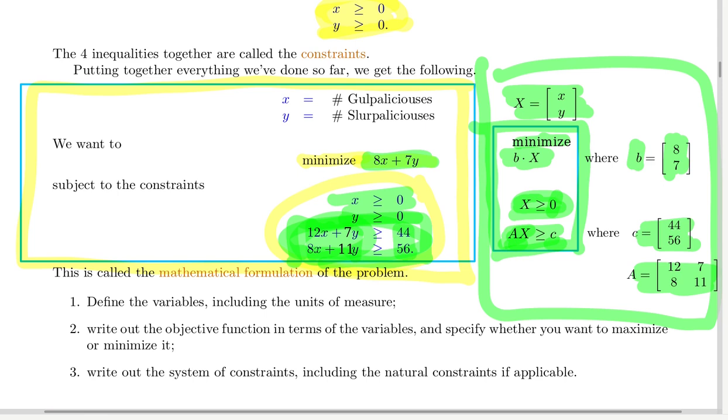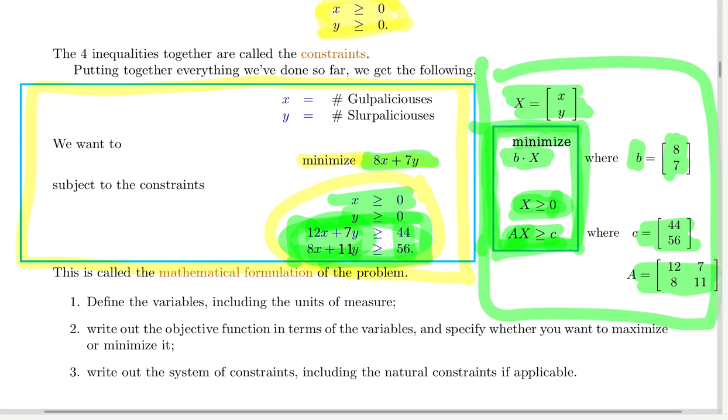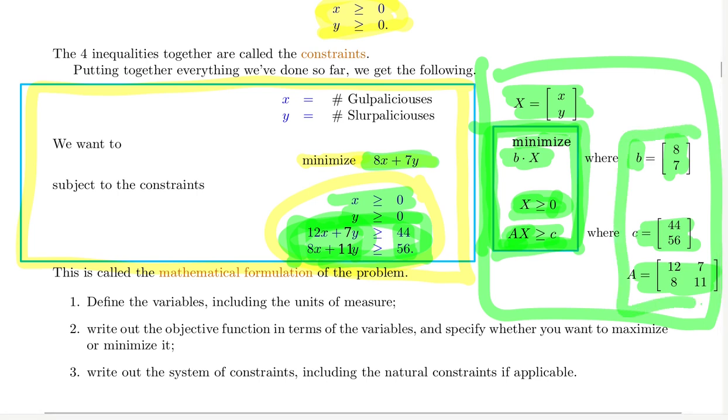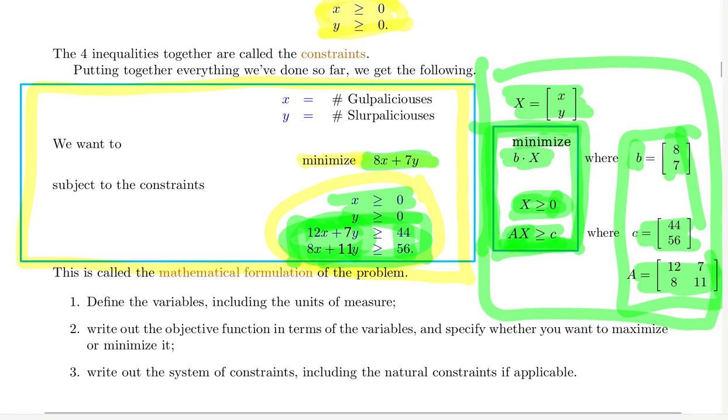The matrix formulation when you're doing a bigger problem, because no matter how big the problem is, no matter how many variables you got, the matrix problem always looks pretty much the same, right? It's always minimize b dot x given x is greater than or equal to 0 and A times x is greater than or equal to c. You just have to define what these constants are, right? But then the same basic scheme works for any size problem, right?